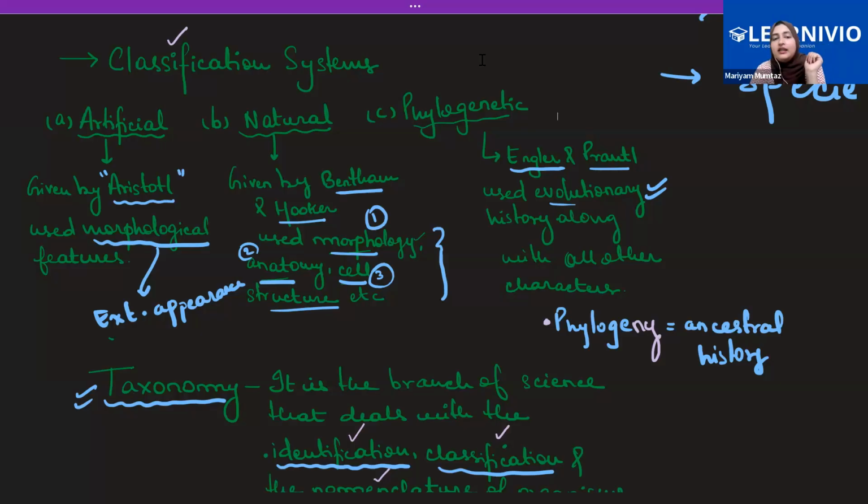Then there was the natural system of classification, which was given by Bentham and Hooker, and he took morphology, anatomy, cytology, all of these things into consideration. And last came the phylogenetic system, wherein the evolutionary history, along with all of these important characters, were taken into consideration. So all in all, these are the basic classification systems.